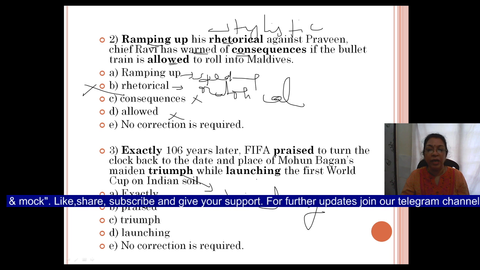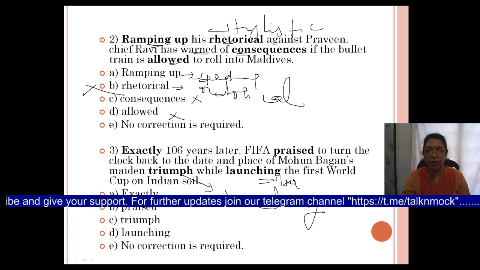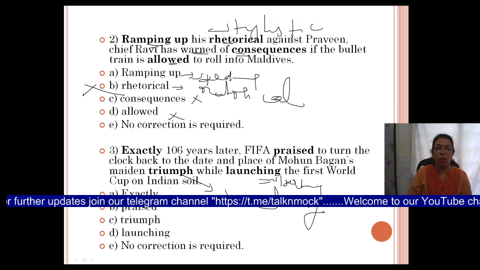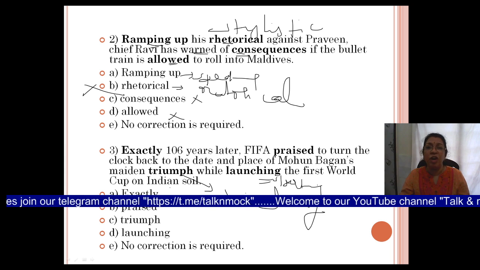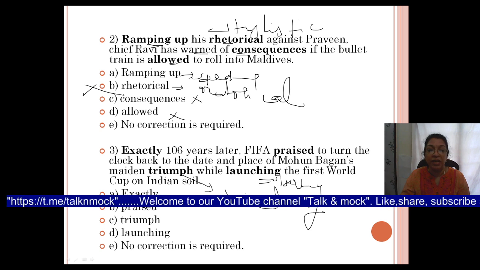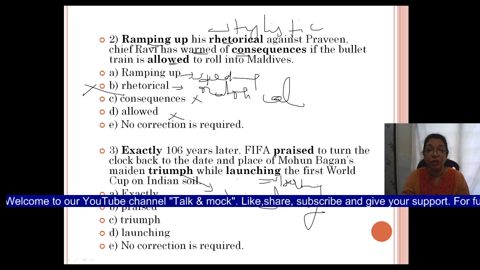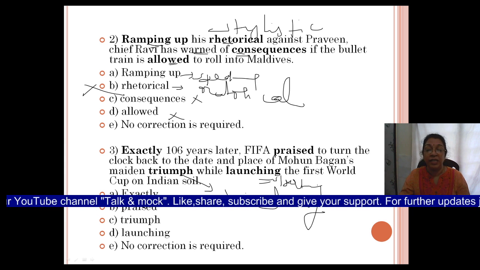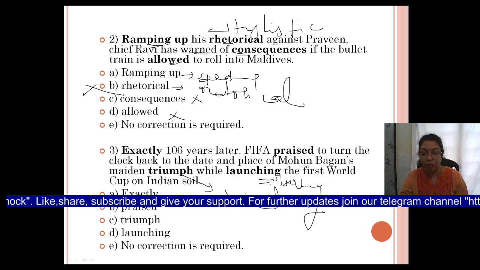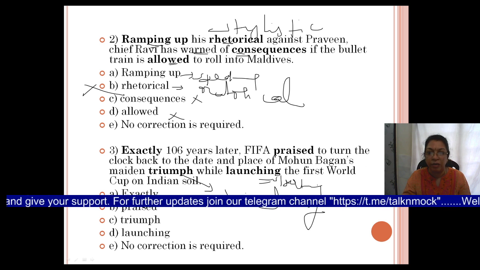Okay, victory. While launching, inaugurating, starting the first World Cup on Indian soil. So here, FIFA, who is it praising? We do not get this. Okay, so maiden, exactly 106 years later, FIFA pointed out to turn. Either they can say, see, this is happening after 106 years, they will point out. Is that clear? So either they can use intended.